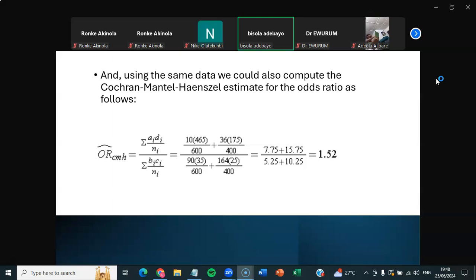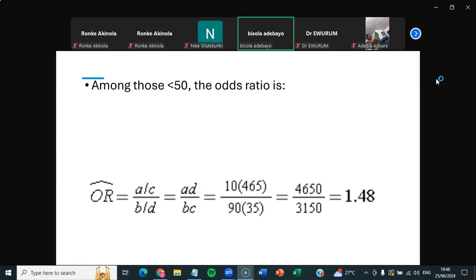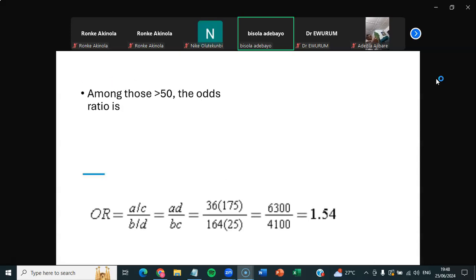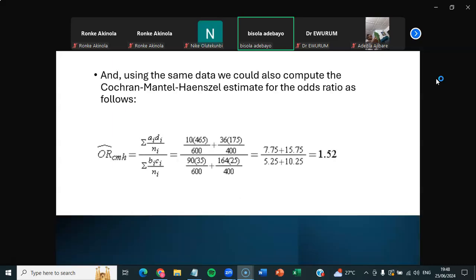So if we use that data, you can see that even just by plain stratification, before we apply the equation, the odds is 1.48 in those that are less than 50, and 1.54 in those that are above. So when we put in a formula from the table, it's like a weighted odds ratio. We're taking into consideration all those key variables. We now get 1.52. Like I said, it's just to understand the concept.